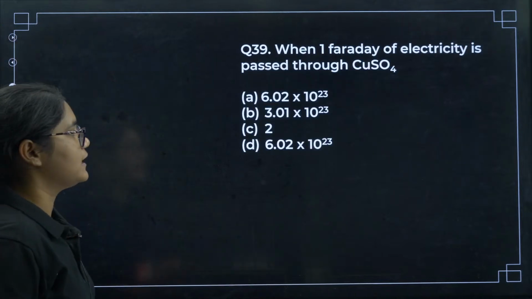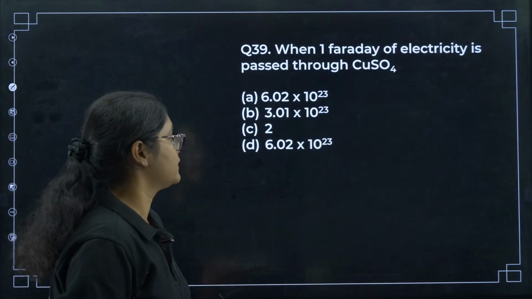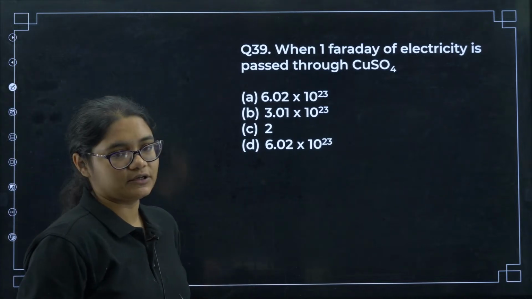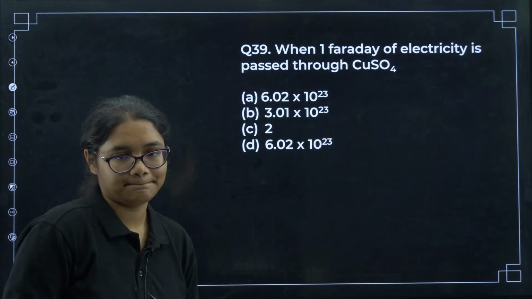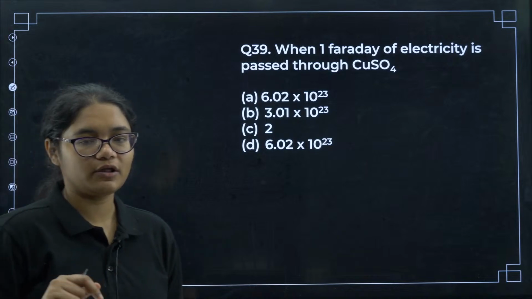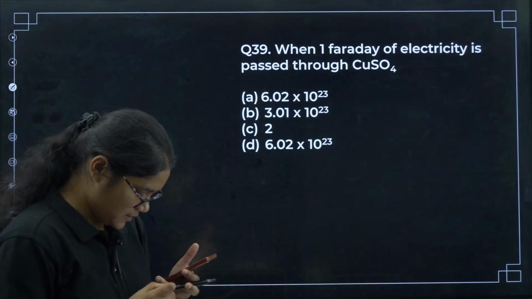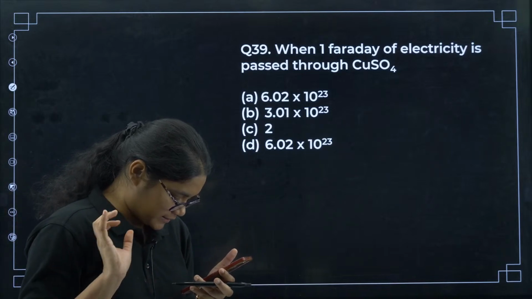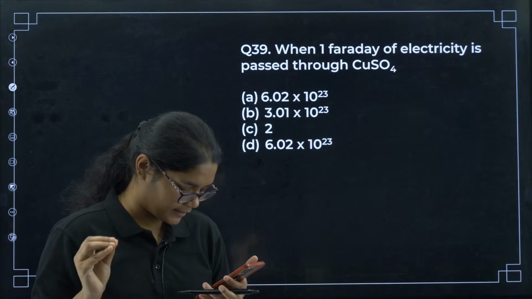Next question number 39. When 1 Faraday of electricity is passed through copper sulfate, how many electrons are actually passed? Okay, 1 Faraday of electricity, 1 Faraday means 1 mole of electrons, right. 1 mole of electrons means how many electrons are there? Yes, this is an easy question. 1 Faraday, 1 mole of electrons, so how many electrons will be there?